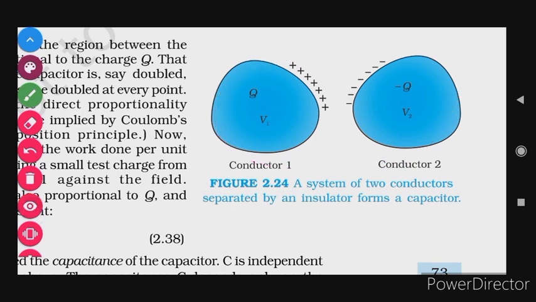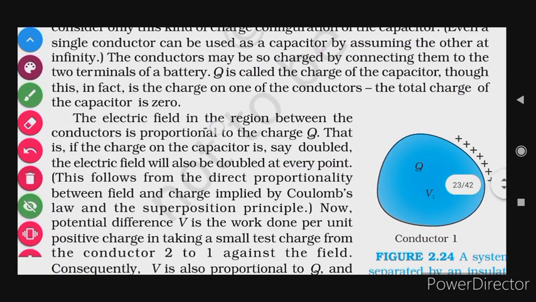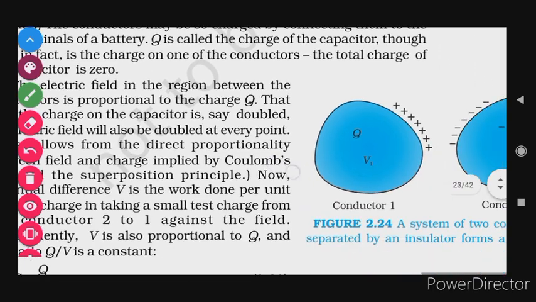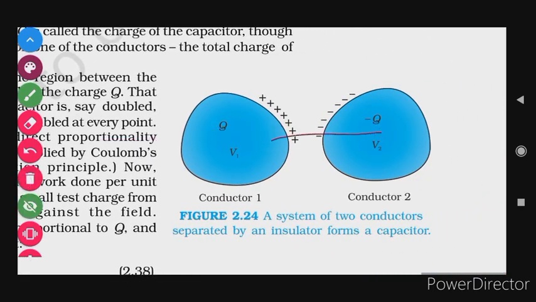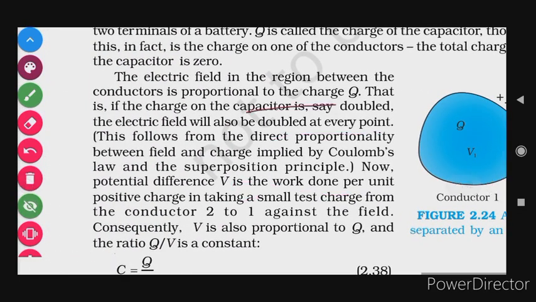Now the next thing we'll discuss is that the electric field in the region between the conductors is proportional to the charge. The electric field is proportional to how much charge this will have. If it has more charge, then the electric field will be stronger, and more energy will be stored in this arrangement. That is, if the charge on the capacitor is doubled, the electric field will also be doubled at every point. So it simply means that if we double the charges, then the electric field will double.